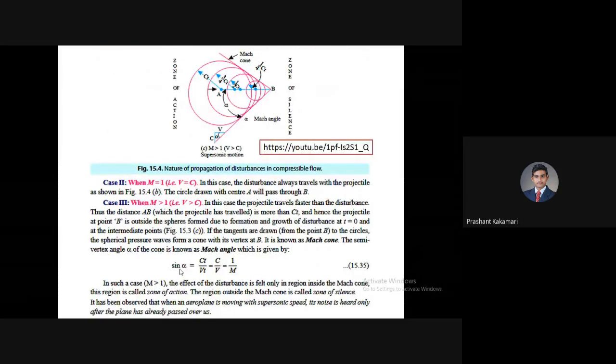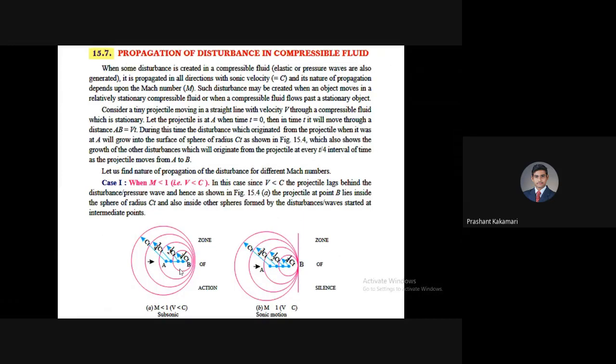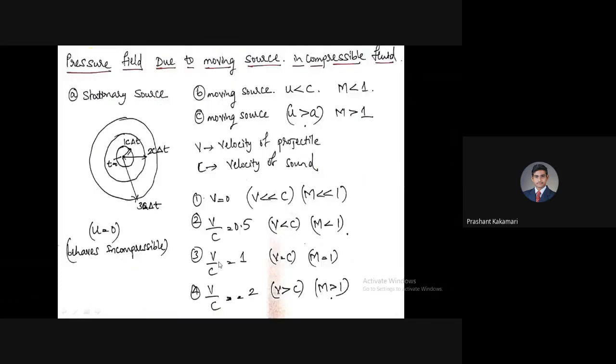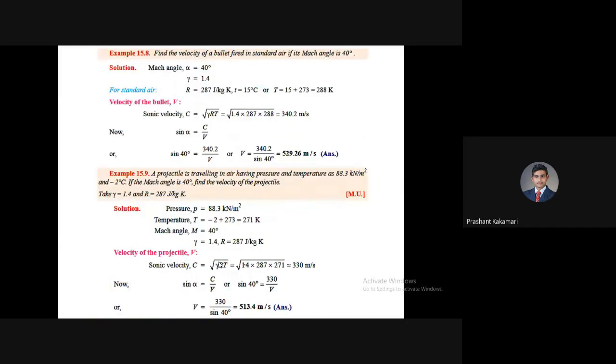I hope by this video and the sketches, the points are clear to you. So you need to draw these circles and show the zone of action and the zone of silence for all the three Mach numbers. Lastly, we'll take some numericals on the same equations to find the velocity and the angle of the cone of Mach angles.